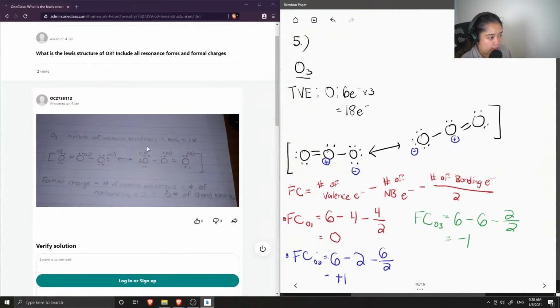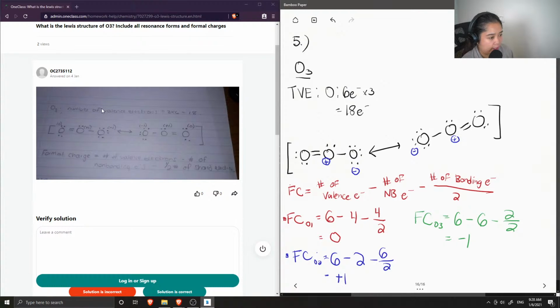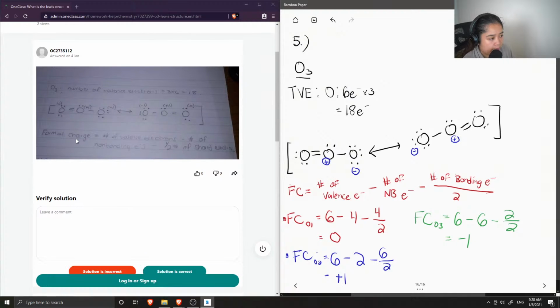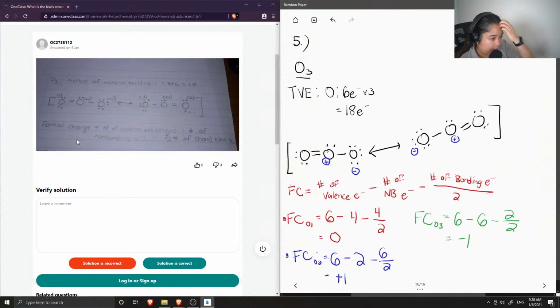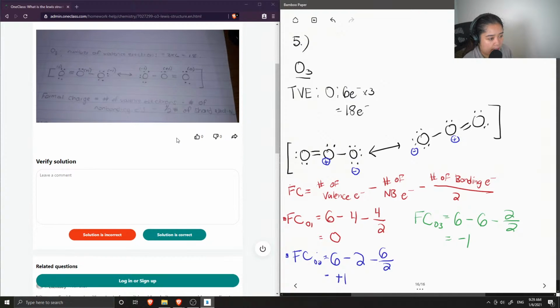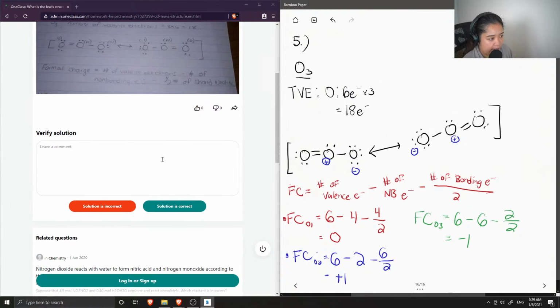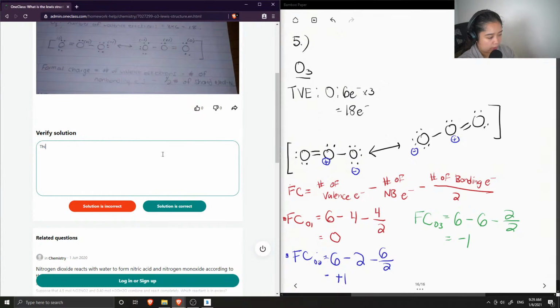So the junior tutor said that for ozone, the number of valence electrons is 18. And they drew the two resonance forms. Yep. And they showed the equation for formal charge, which is the number of valence electrons minus the number of non-bonding electrons minus half of the number of shared electrons. So this solution is correct.